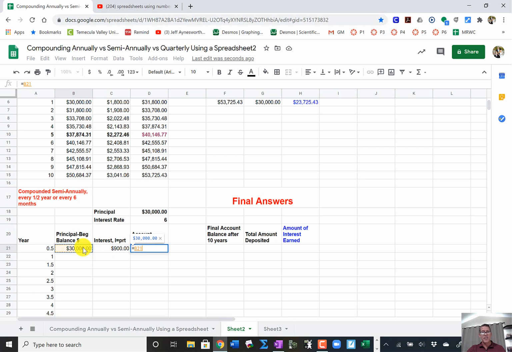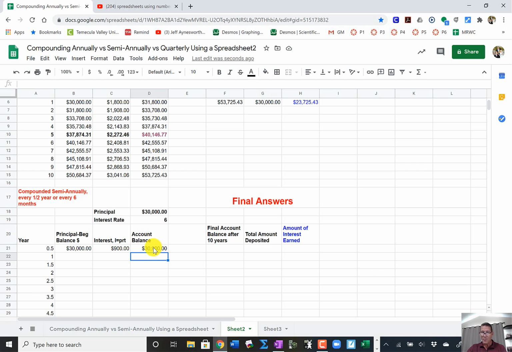So you click on this cell here, which is B21, and add to it the interest, which is located in C21. You can type C21 or you just click on it. I usually just click on it because it's easier and faster. And then hit the enter button, and you get the total amount after a half a year. Again, this is a half a year period because we're doing it semi-annually and not annually.